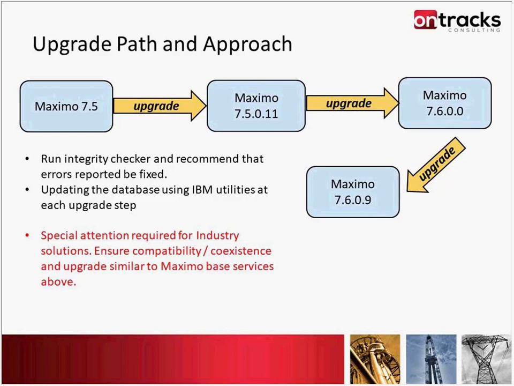So that's going to set you into a spot where you can actually pull Maximo into the 7.6 version. From there, you move it from 7.5.11 into 7.6.0.0, and then from there, you apply the database update to 7.6.0.9. At each step, I guess that's not necessarily true, but certainly at a few of the steps, you definitely want to run the integrity checker.